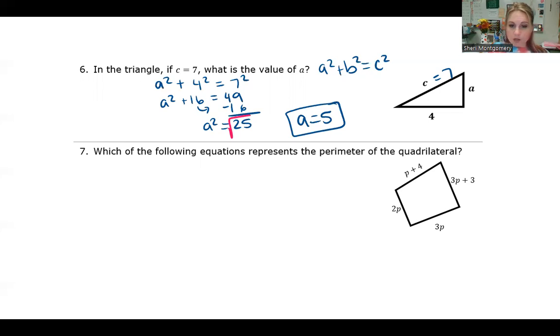The next question, we are finding perimeter. Perimeter means add everything up. So if we add everything up, we have to add all the p's and all the constants. I can start over here. I got 3, 4, 5, 6, 7, 8, 9 p. And then I have 4, 5, 6, 7, so plus 7.